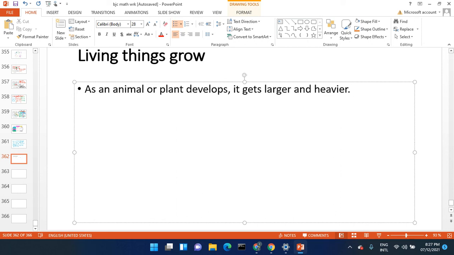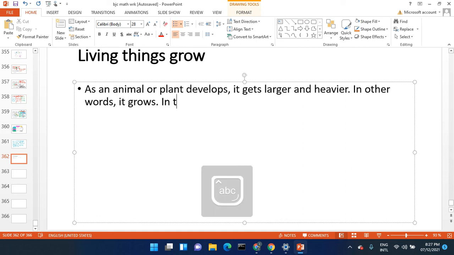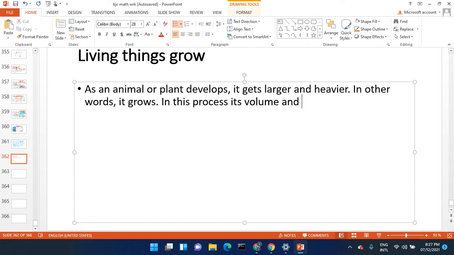So, in other words, it grows. So in this process, please take down the following notes. In this process, its volume and mass are going to increase.